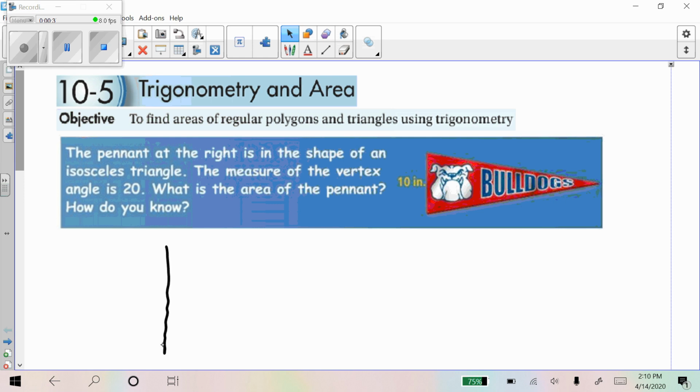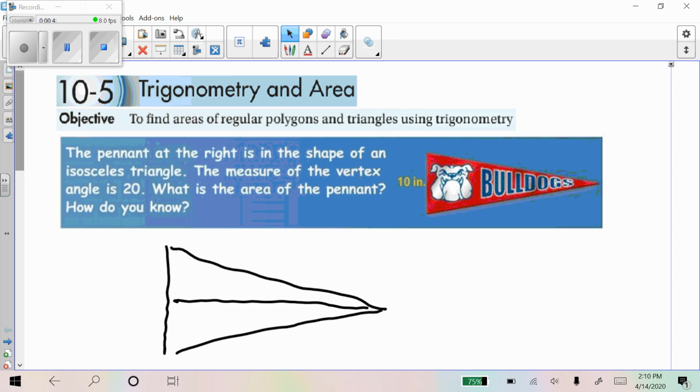So here's the deal. This is an isosceles triangle. And if we draw in the altitude of that triangle, that should split it in perfect halves. That's an angle bisector. 90-degree angle. And if the vertex angle is 20, then that means this angle right here is 10 degrees. And we need to know this length here to find the area. And we do know that this piece right here would be 5 because it says that it's 10 inches across the whole bottom there.